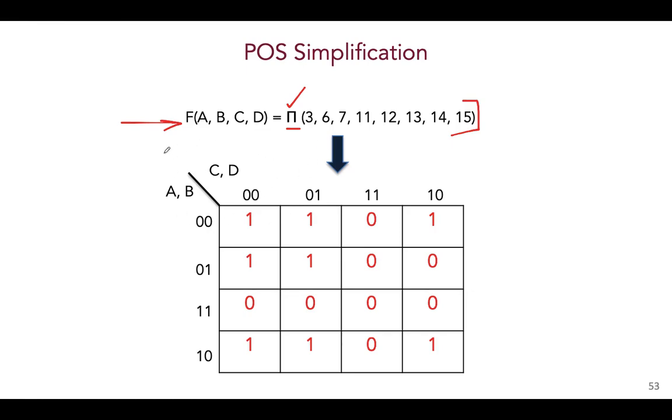So again, we draw a K-map, a 4-variable K-map. You know already how to draw this. For all the cells whose number is written here, you have to enter a 0, right? And for all the other cells, just put a 1 there. And the simplification process is the same that we did in case of SOP. The only difference is now you're concerned with the zeros. So you're going to form the groups of the zeros, right?